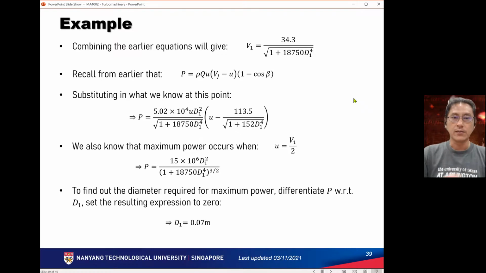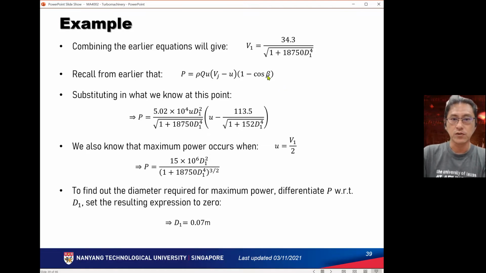Now, since we're interested in the maximum power output condition, let's recall the formula for a Pelton wheel in terms of its power. We know that P extracted by the Pelton wheel is defined as rho Q U (Vj minus U)(1 minus cosine beta).